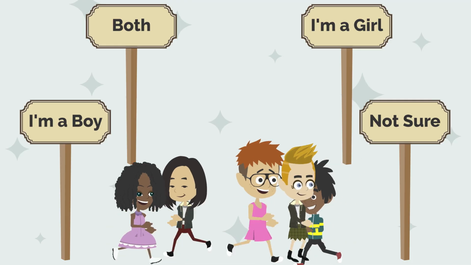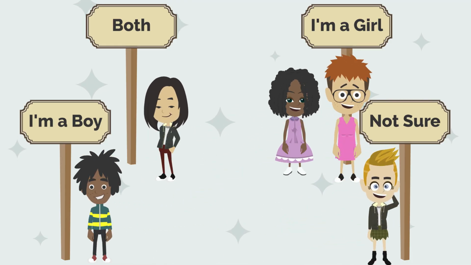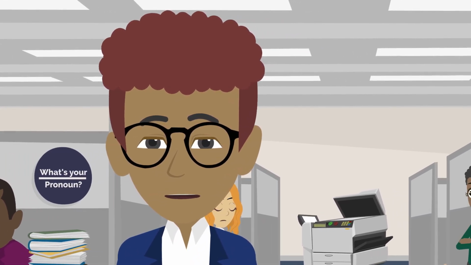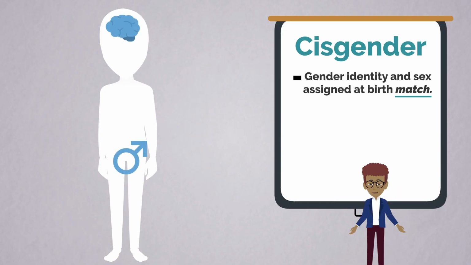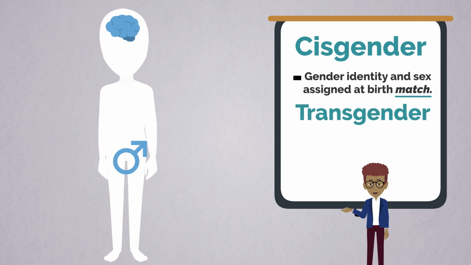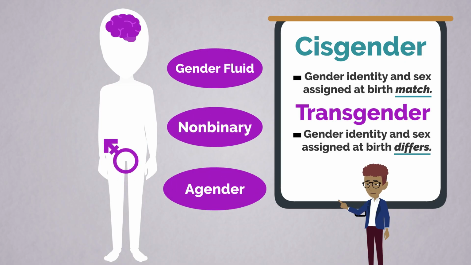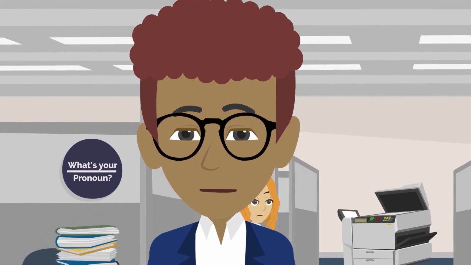When young children start to say, "I'm a boy" or "I am a girl," they are describing how they feel about their own gender. I would like to explain a few key terms related to gender identity. The word cisgender describes a person whose gender identity and sex assigned at birth match. The word transgender describes a person whose gender identity differs from their sex assigned at birth. The term transgender is also an umbrella term for gender identities like gender fluid, non-binary, and agender. For more information on these terms, click the glossary link in the description.